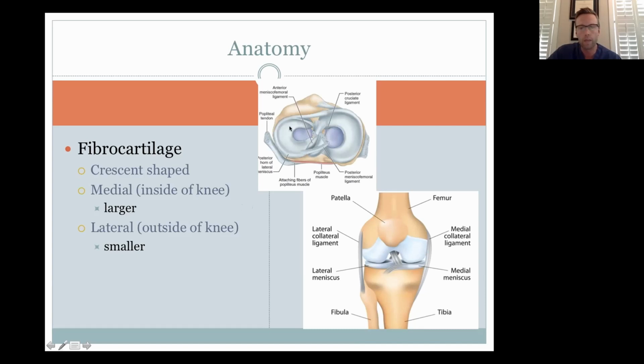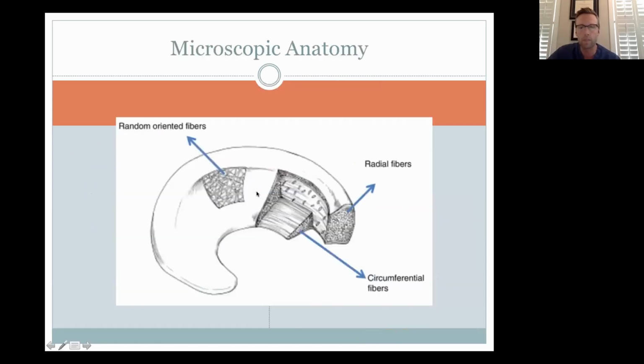So the best real life analogy, especially on the coast here, is a piece of calamari. So if you squish that between your fingers, you would notice that it has some resistance, but it does compress and it doesn't fall apart with some of that compression. And that's kind of similar to how a human meniscus feels.